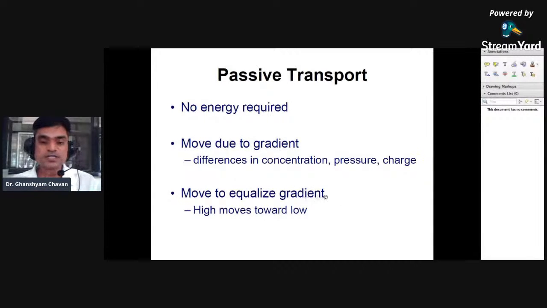Like in the case of a colored solution, when you start to add some color, after a few minutes that color will be dispersed and mixed uniformly into your solvent, and the color will be displayed uniformly throughout the solution. So high moves toward low. From the higher concentration, it will move toward the lower concentration, and in this fashion it will produce the equilibrium condition.